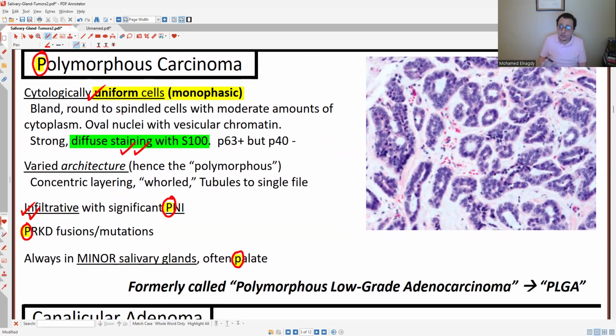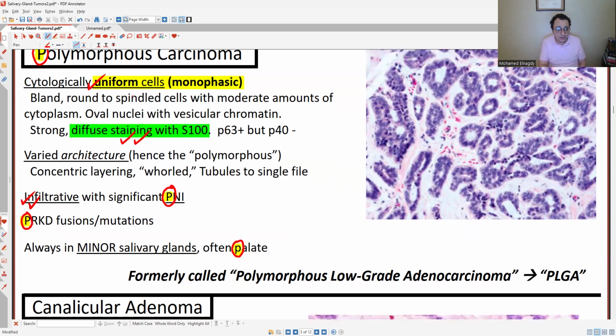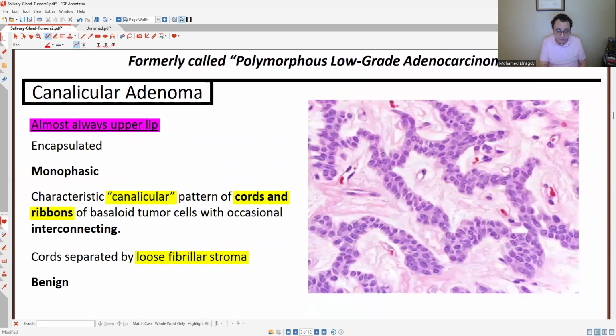They call it polymorphous because it might come in a lot of patterns and a lot of shapes. You might see some Horley patterns, you might see some tubular pattern, you might see concentric layering pattern. It comes in a lot of flavors, but most likely in the boards, in the pictures, in the Q banks, it comes in as tubules. And they usually tell you that the mass is from the palate for some reason. Very frequently asked in Path Dojo Q bank. That's polymorphous carcinoma. So polymorphous, PNI, PRKD fusion, and palate, minor salivary glands. And it's basaloid with a B as well. Diffuse strong staining for S100, remember this.